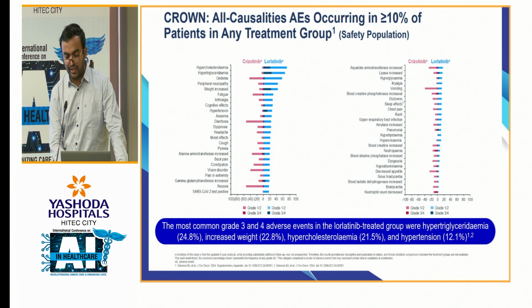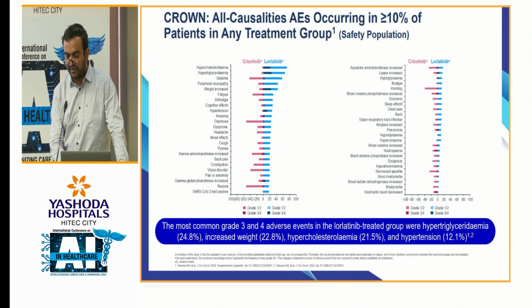So I think this is a very small curve which we can see, but with lorlatinib, generally in our clinical practice, what we see is hypercholesterolemia, hypertriglyceridemia, and cognitive dysfunction, which is what we routinely see if you use lorlatinib. But most of this is fairly manageable with slight dose reduction or minimal dose interruption.